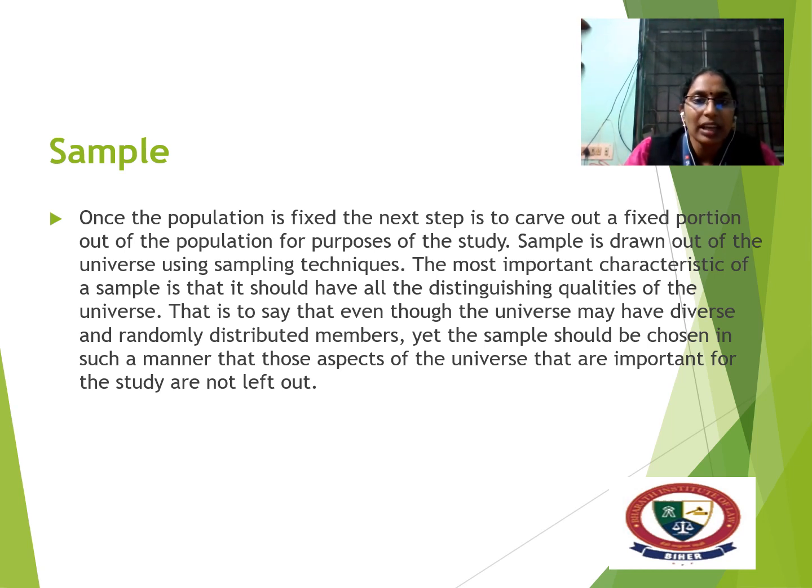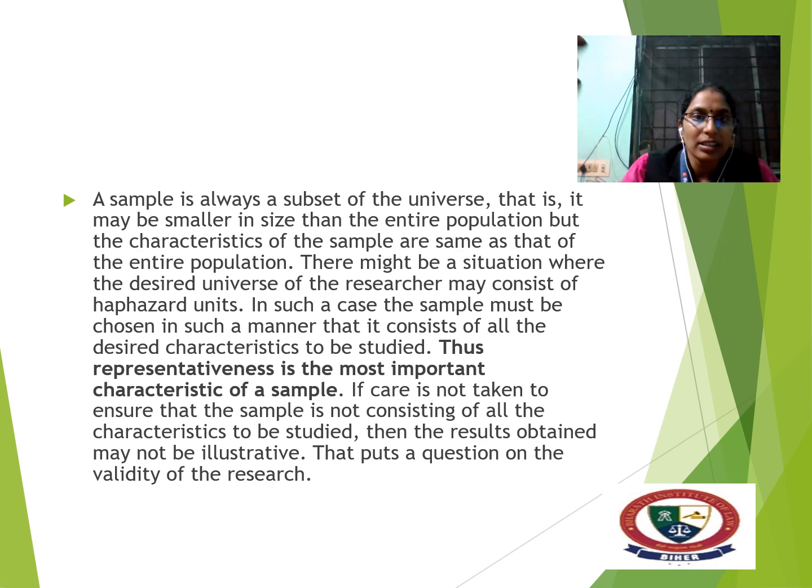That is to say that even though the universe may have diverse and randomly distributed members, the sample should be chosen in such a manner that those aspects of the universe that are important for the study are not left out. A sample is always a subset of the universe, that is, it may be smaller in size than the entire population, but the characteristics of the sample are the same as that of the entire population.